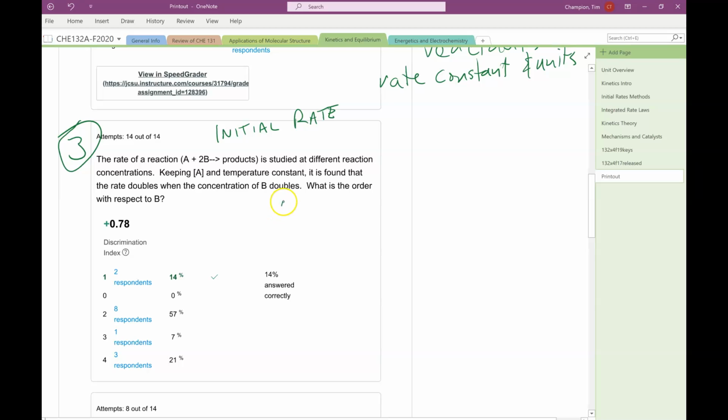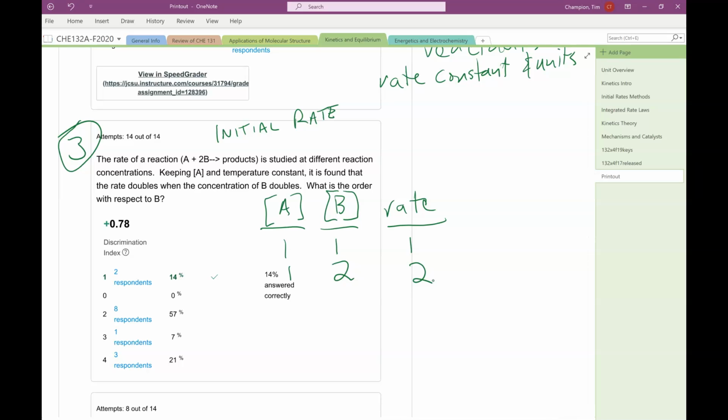And to put it in more concrete terms, what we're saying is that A and B, and rate here, if A is 1 and B is 1, then the rate maybe is 1. If A is 1 and B is 2, the rate becomes 2. That would be an example of data that are consistent with that, where these 2 experiments, which I'll call Roman numeral 1 and Roman numeral 2, were both done at the same temperature.